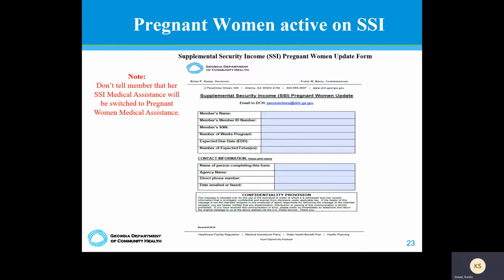You're just going to fill in the member's information here at the top: their name, their ID number, their social security number, the number of weeks they're pregnant, the expected due date, and the number of fetuses that individual is expecting. Then you fill in your information down here at the bottom: your name, the name of your hospital, your phone number, and the date that you emailed it. You're going to email it to pcorrections@dch.ga.gov. You will find that mostly everything you're sending to DCH will go directly to this email address, and again, this information needs to be sent securely. So if the individual is active on SSI and pregnant, please make sure you complete this form.